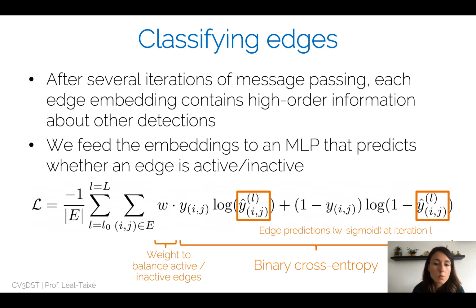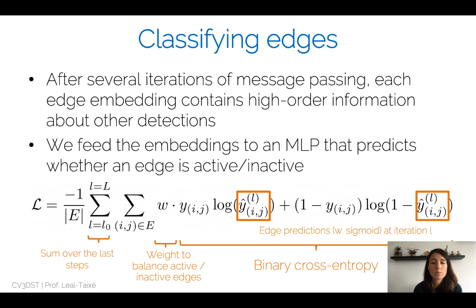And in our case, we also have this weight, which actually balances active and inactive edges. So we have the problem that, of course, most of the connections are inactive and there are just very few connections which are active. And this is actually a weight that we need so that we give enough importance to active edges so that the message passing network can be trained properly.